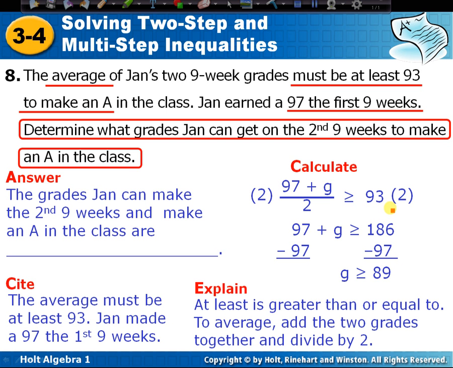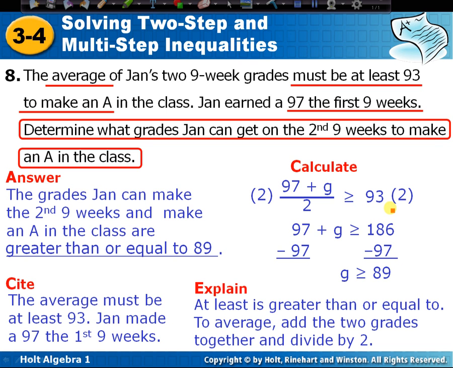And then I'm going to go back and answer my question. It says the grades Jan can make the second 9 weeks and make an A in the class are greater than or equal to 89. So she can make an 89 the second 9 weeks and get an A, or she can make greater than an 89 the second 9 weeks and earn an A.